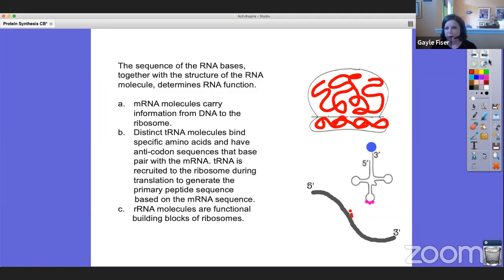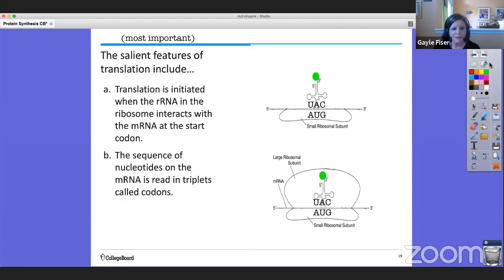Okay. All right, so we're going to start from the beginning. The salient features of translation include: translation is initiated when ribosomal RNA in the ribosome interacts with the messenger RNA at the start codon. And the sequence of nucleotides on the messenger RNA is read in triplets called codons.